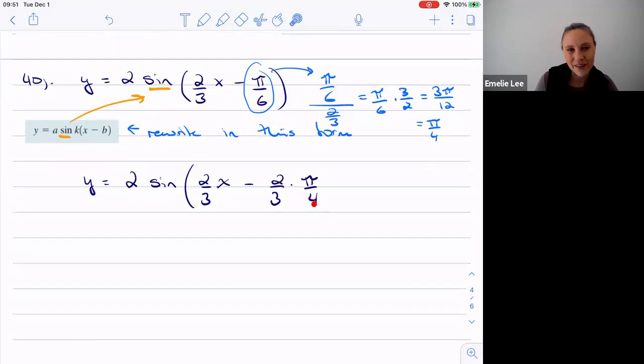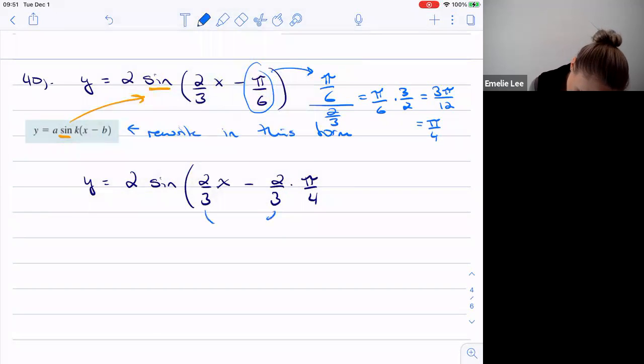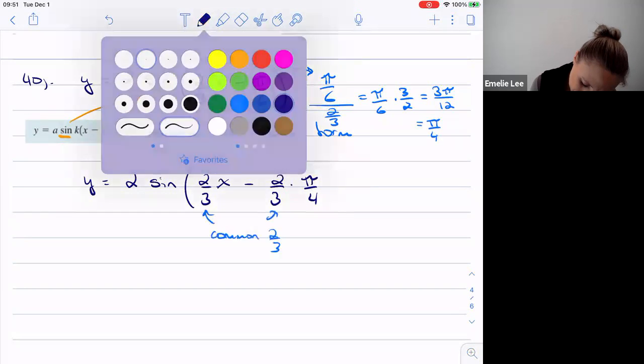Notice the 2 would cancel with one of these 2's and 4's. So then we have pi over 3 times 2, which is pi over 6. So we haven't actually changed anything, but I need to extract that 2/3. Right, so now I have a common 2/3.